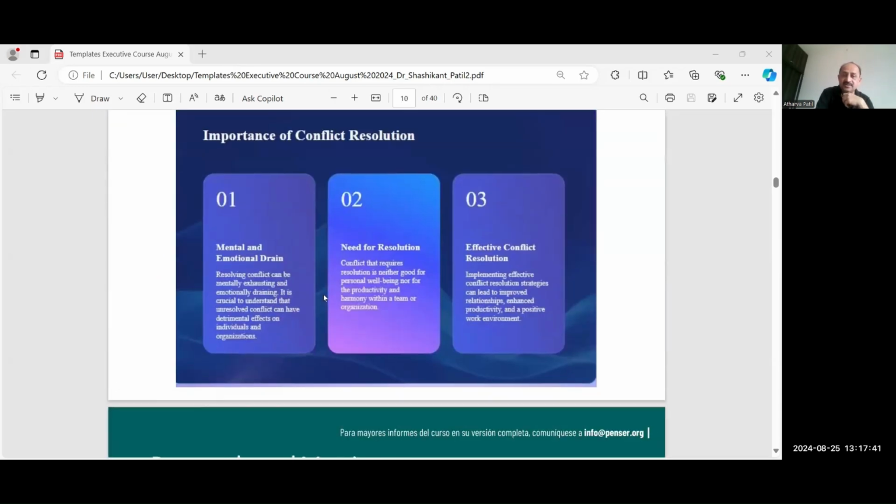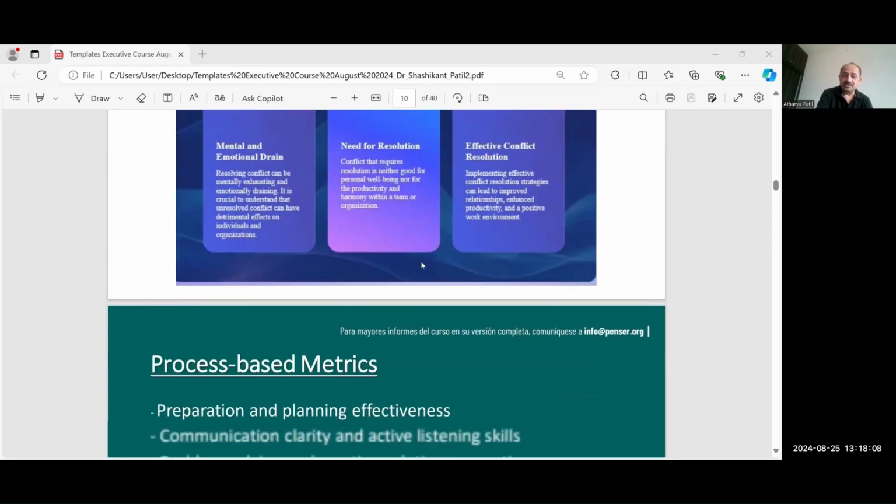So, let us see what the importance of conflict resolution is again. Due to mental and emotional drain, resolving conflict can be mentally exhausting and emotionally draining. So it is crucial to understand that unresolved conflict can have detrimental effects on individuals and organizations. Again, we are repeating that there is a strategic need for resolution, and effective conflict resolution is needed.